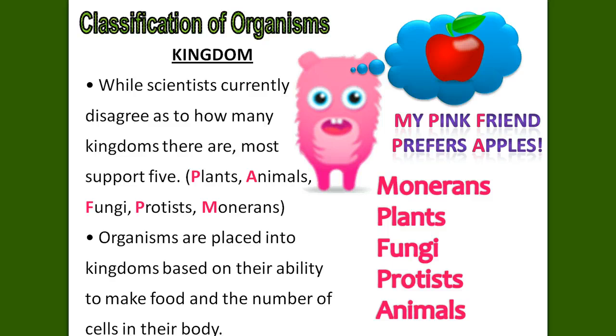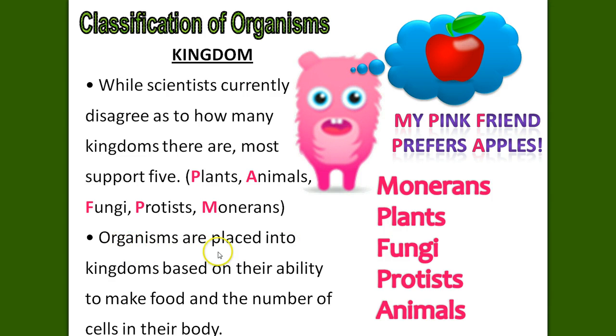Now, the classification of organisms. Kingdom. While scientists currently disagree as to how many kingdoms there are, they mostly all support 5: plants, animals, fungi, protists, and monerans. And Miss Leslie always says to think of, my pink friend prefers apples. Monerans, plants, fungi, protists, animals. My pink friend prefers apples.